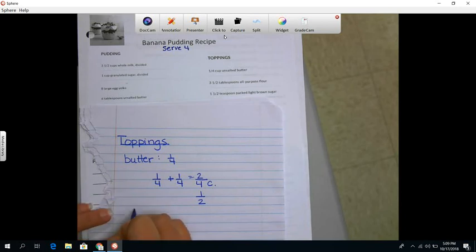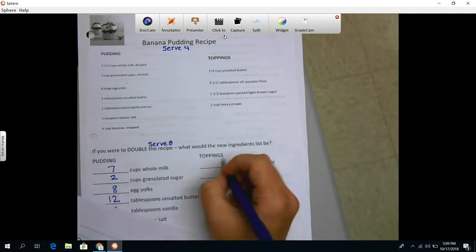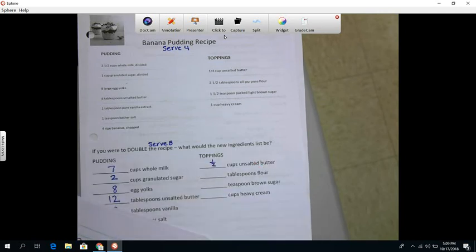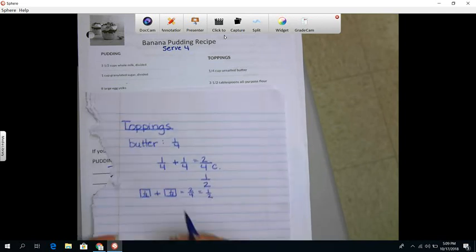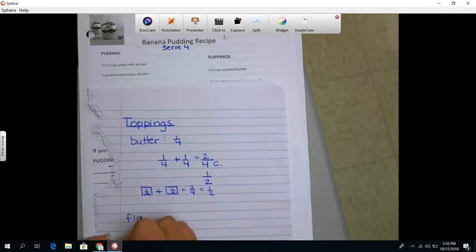When we look at this, we can go 1/4 plus 1/4 to give us 2/4, which equals 1/2. Okay? All right. Now let's go back over here. We have 1/2 a cup of butter because 1/4 and 1/4 make 1/2. All right. For flour, we need 3½ tablespoons of flour for 1 recipe.